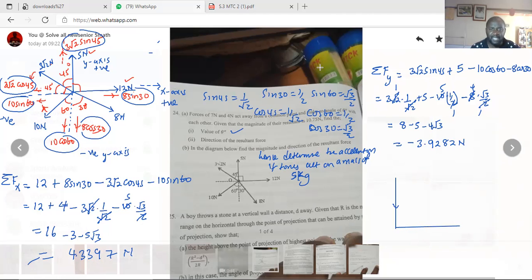Now, when you sketch it like that, this is the direction for the 4.3397. This one is the 3.9282. Now, because this one you have showed it's going down, and we have confirmed that down is the negative y, do not attach the negative again. Why? The arrow shows the negative. So if the arrow is guiding you with the negative, then just sketch the final result line for the resultant, and this final line will give us the resultant force.